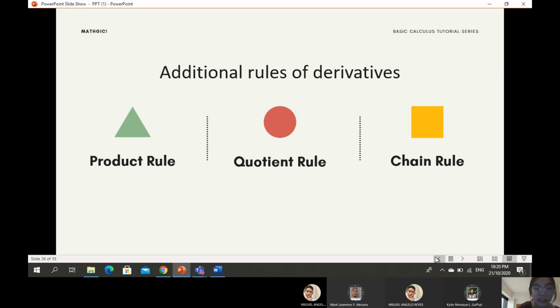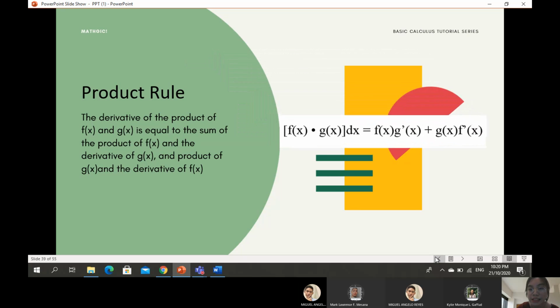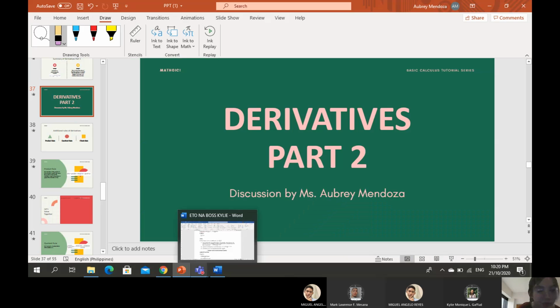So let's start with the product rule. So this is how product rule works. The derivative of the product of f of x and g of x is equal to the sum of the product of f of x and the derivative of g of x, and the product of g of x and the derivative of f of x. So this is the equation of product rule that we are going to use. So let's have an example.